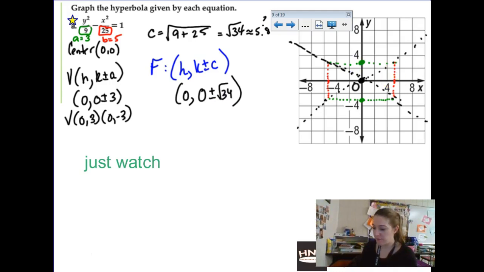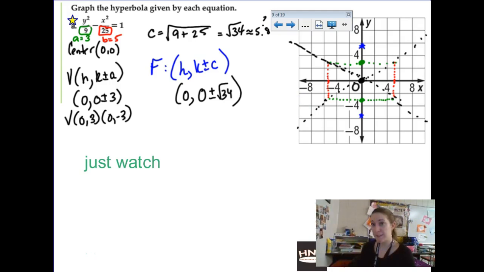So when I go to draw in my focus points, my foci, oh gosh, here's 6, huh? So it's just under there, and then -6, right there. And that's all I'm going to do as far as the foci. I'm not really interested in them right now.